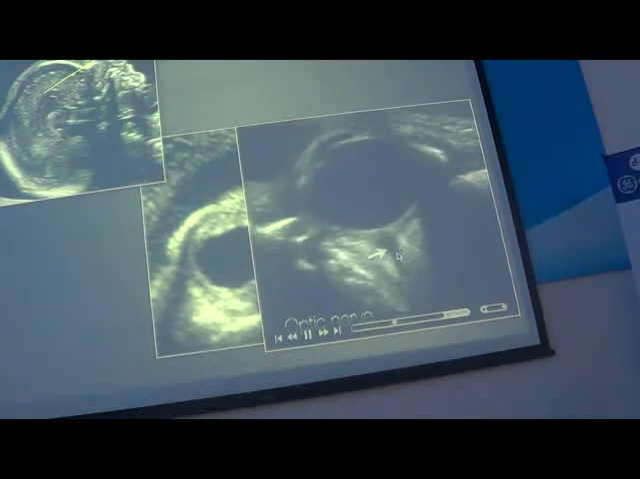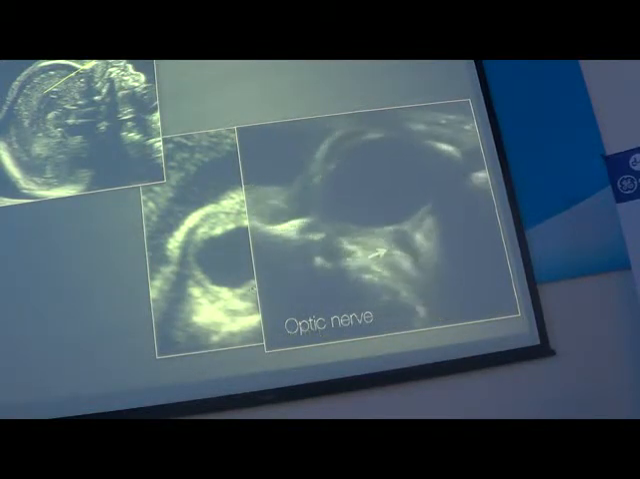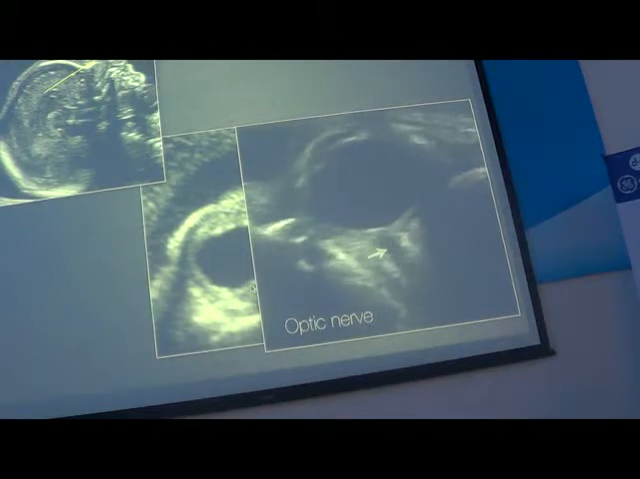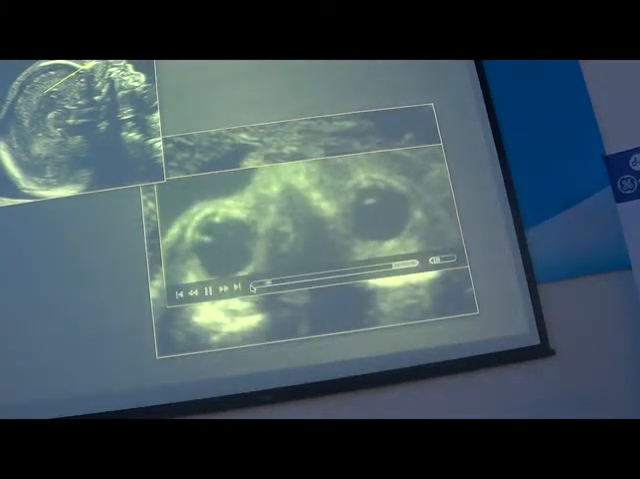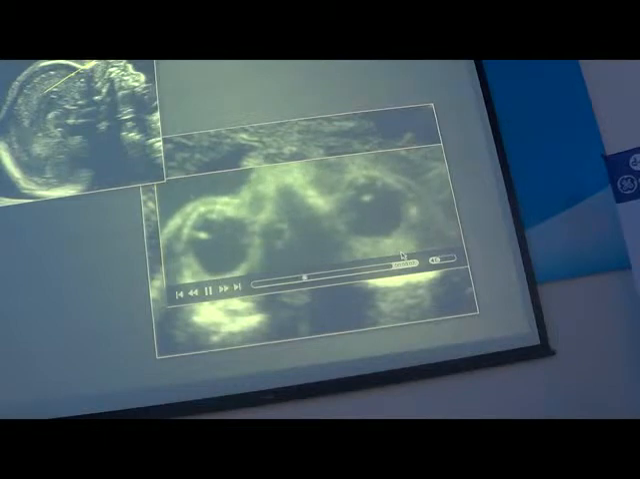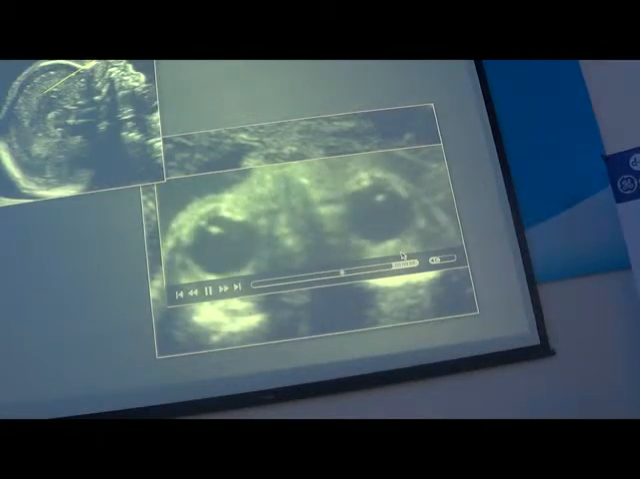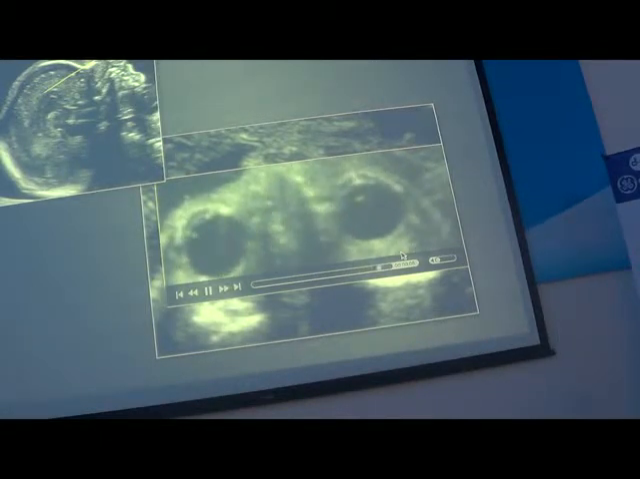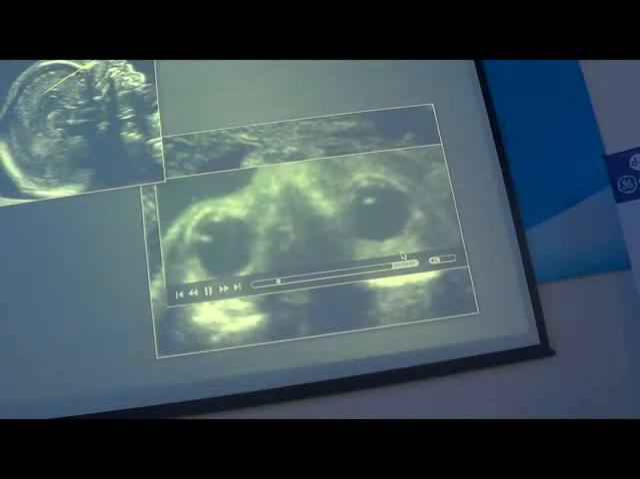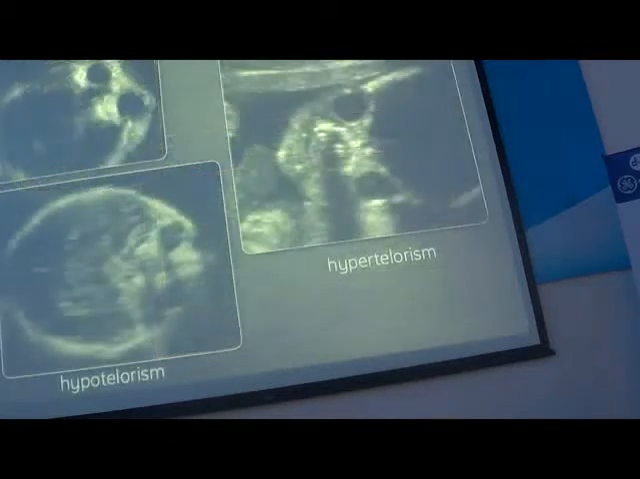This is the optic nerve behind the orbit. Eyes movement. You can see it in the third trimester of the pregnancy. And different examples of hypertelorism, eyes far apart, and hypotelorism, eyes too close together.